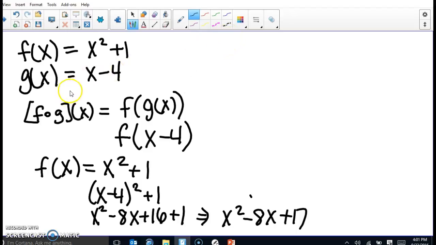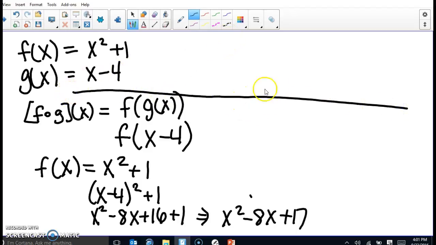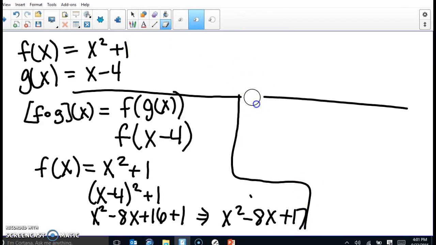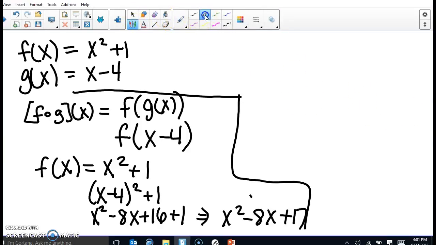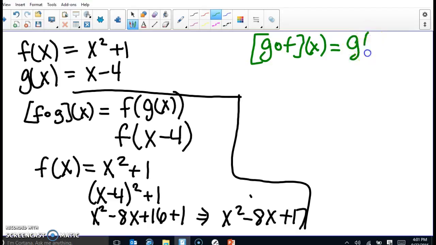So using those same functions, I'm now going to find g of f of x, just to show that they're not equivalent. I'll erase this line here so I have some space to work, and I will use green. So I have g, and then I have my f of x inside. So I'm going to substitute my f of x function into my g.